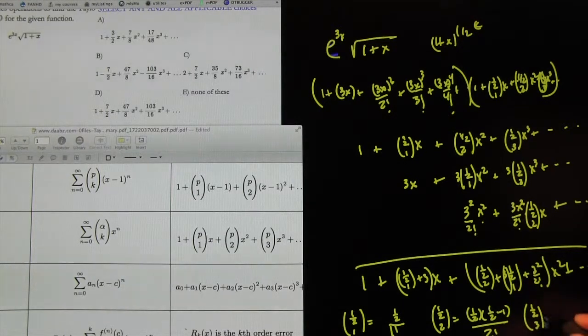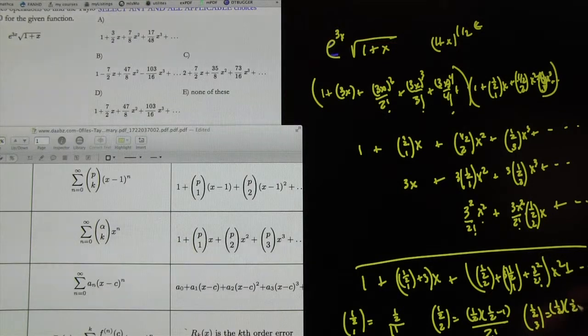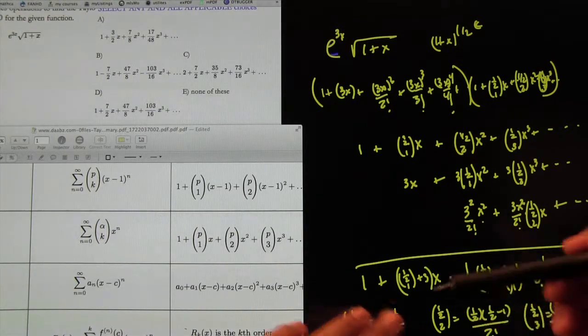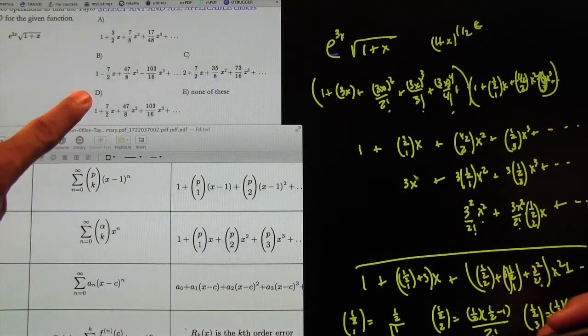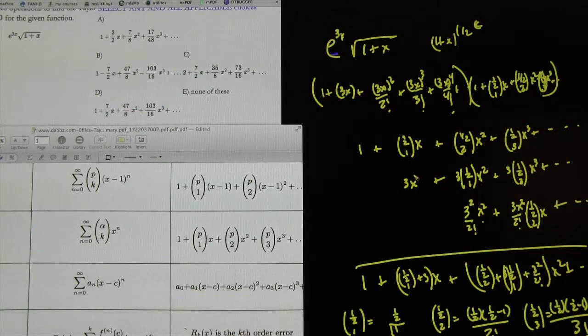1/2 choose 3 would be equal to 1/2 times 1/2 minus 1 times 1/2 minus 2 all over 3 factorial, and so on and so forth. That's how you compute these coefficients. You can compute them, and then you'd see that again D is correct. That gives you a different point of view. That's already 2 tools.